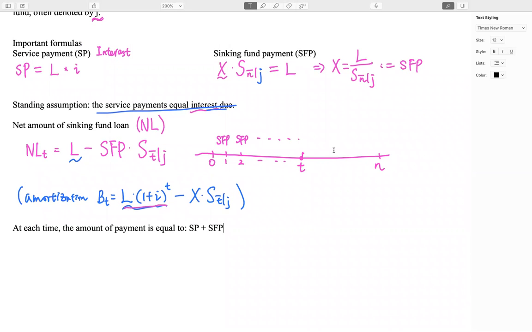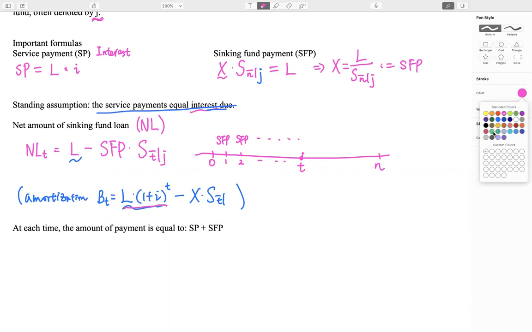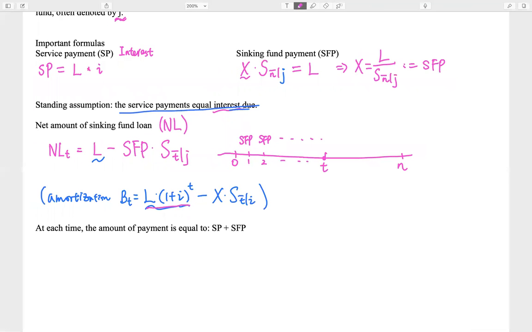I made a mistake for the amortization. For the amortization, there is no J, it's i. So that's a mistake, so let me put it back. Blue. So here's i, because under the amortization, there's only one interest.